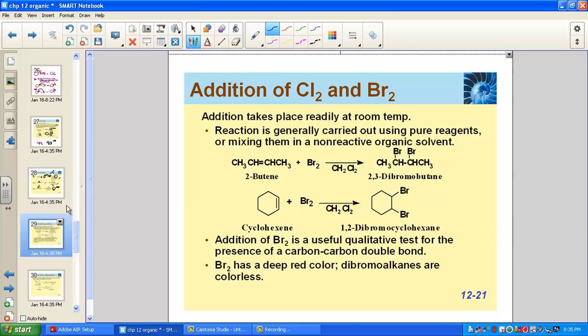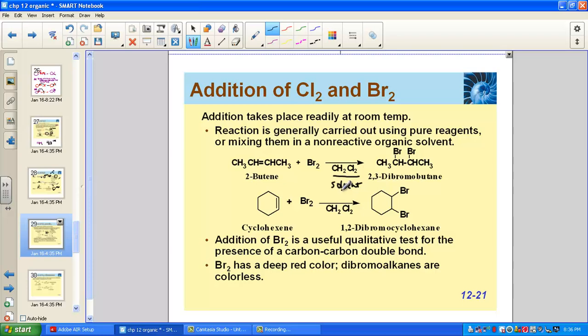When we add bromine or chlorine or iodine, any molecular compound, these are both halogens. Chlorine and bromine react with alkenes pretty much at room temperature by the addition of halogen atoms to the carbon atoms of the double bond. It's generally carried out either by using pure reagents or by mixing them in some sort of inert solvent, such as dichloromethane. This is not a catalyst, it is a solvent in which the reaction will occur.